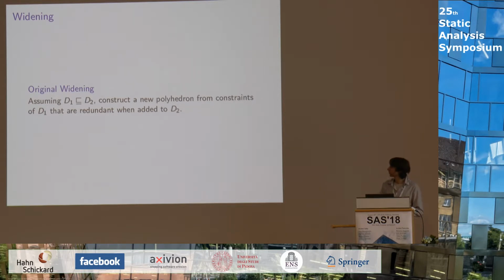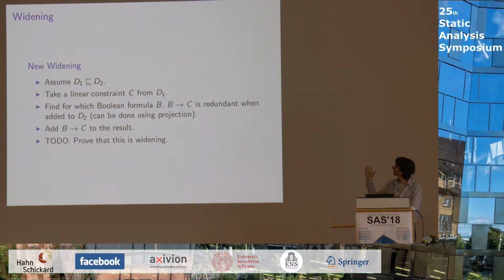Right, so what was the original widening? One way to do widening with just convex polyhedra: you have D1 included in D2, and for every constraint in D1, you see if it is redundant when added to D2, and if it is, you add it to the result, right? So it's cute, at least as an exercise.